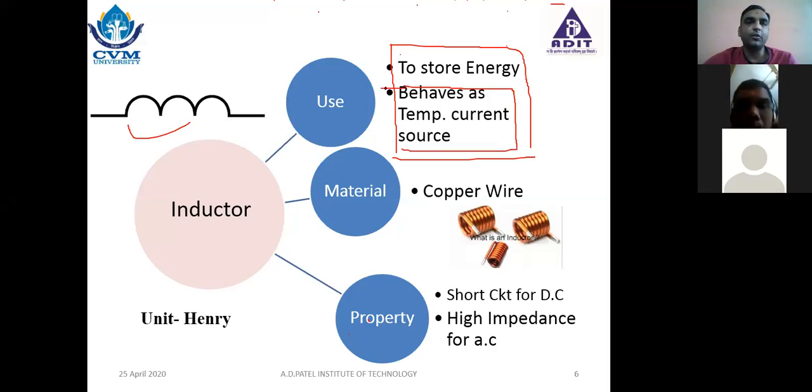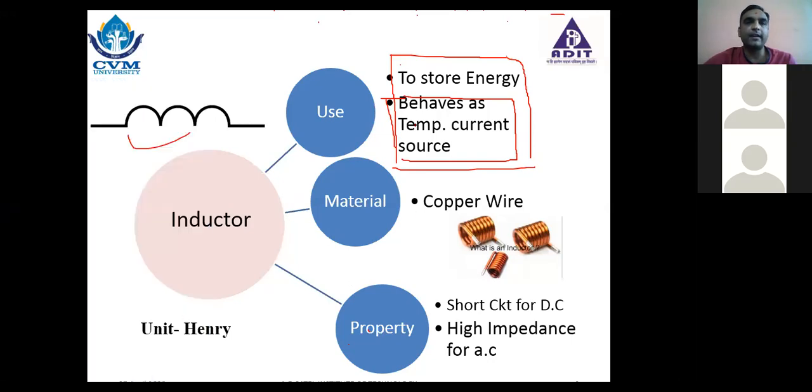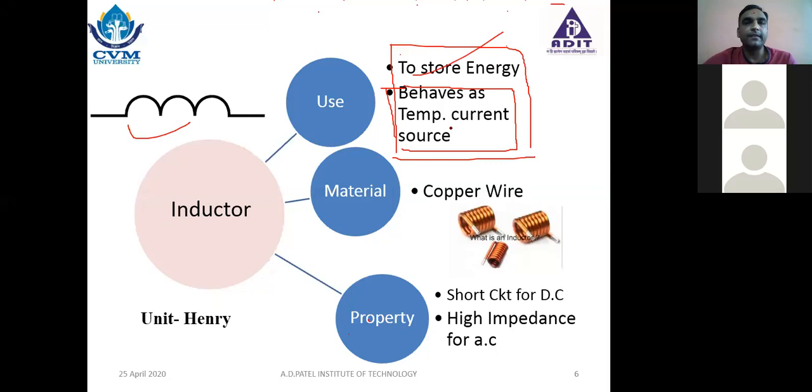Now what is this temporary current source? It means that when you are storing energy into the inductor, whenever you want to utilize that energy, this inductor will behave as a temporary current source. There are two kinds of sources in electronics. One is called a current source, one is called a voltage source. Normally in the laboratory we use a voltage source. So the inductor will provide that energy in the form of current.